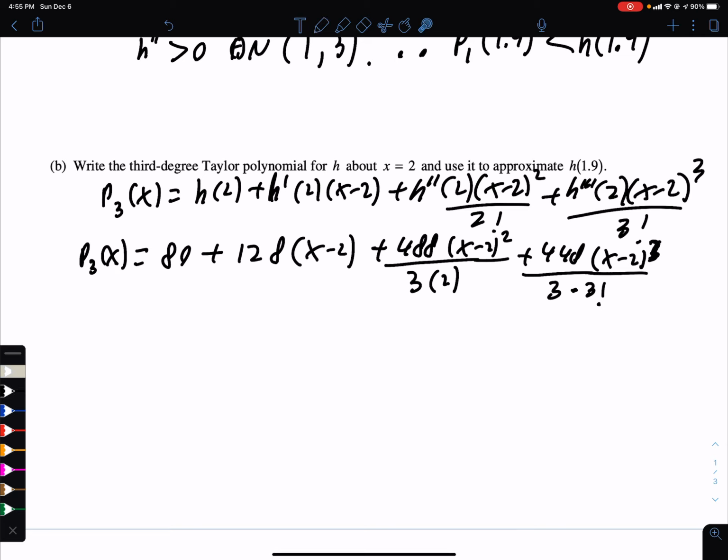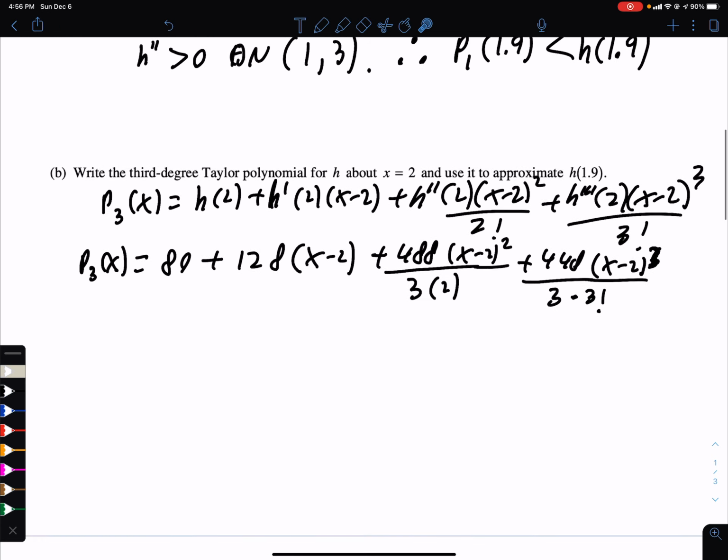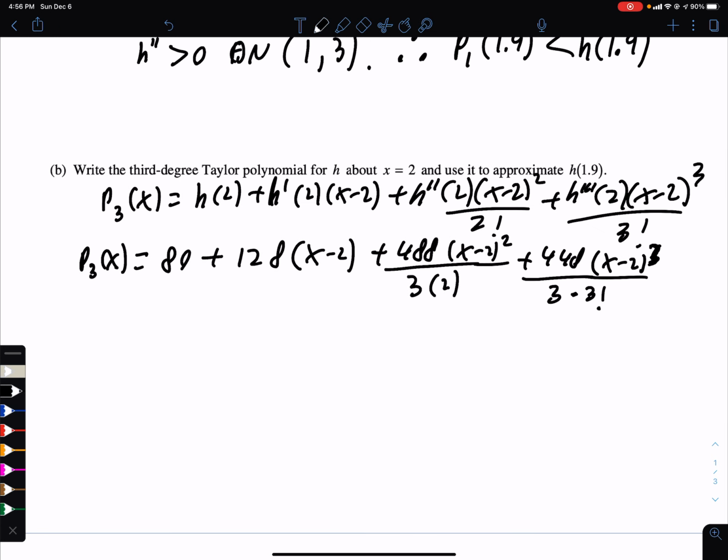Now you could do 6 times 3 and get 18 there. And with 18, you can divide top and bottom by 2. You could do that, but it's not necessary. We're good. And then it says use it to approximate h at 1.9.